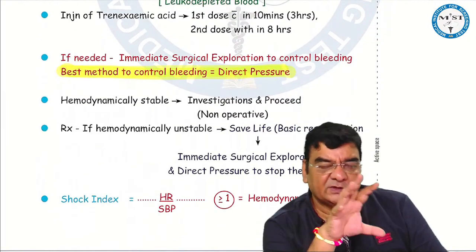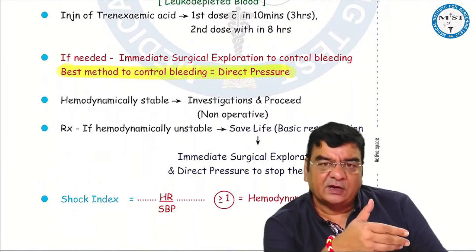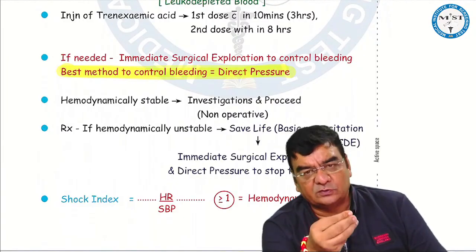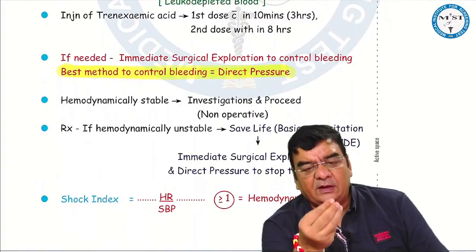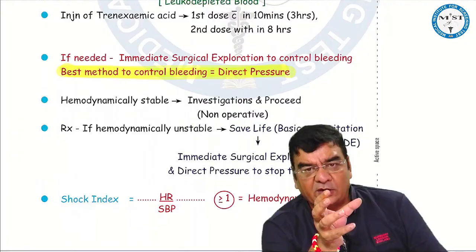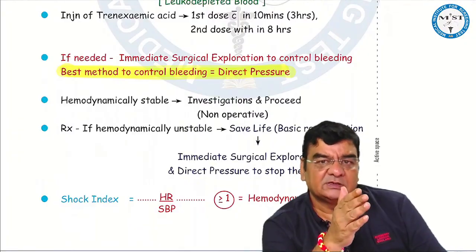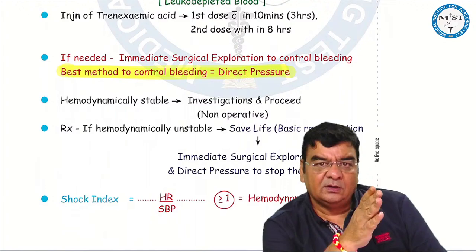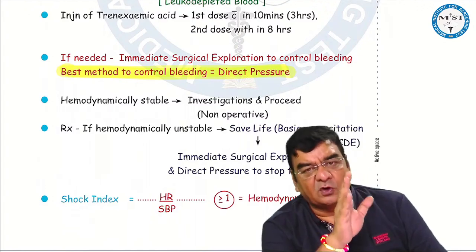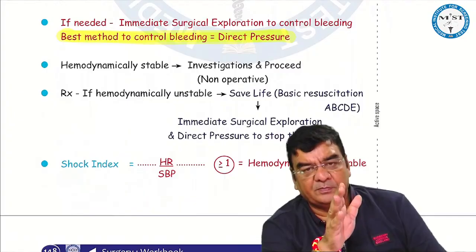How to assess whether the patient is hemodynamically stable or unstable? Though there are various parameters, what we can use very simply is heart rate and systolic blood pressure. This ratio is the shock index. If the shock index is less than 1, then the patient is stable. But if the shock index is 1 or more than 1, then the patient is unstable.